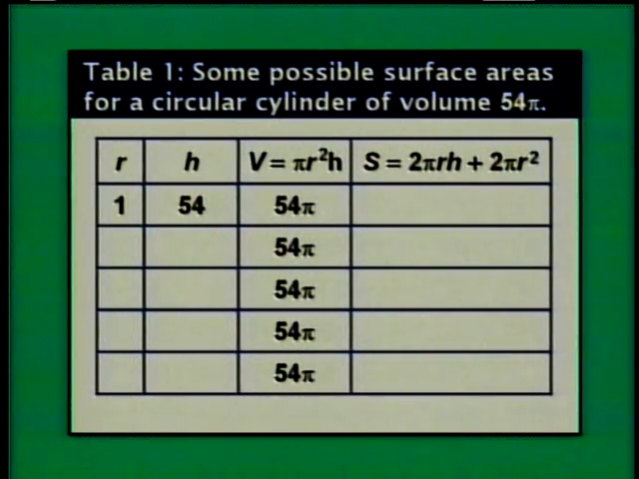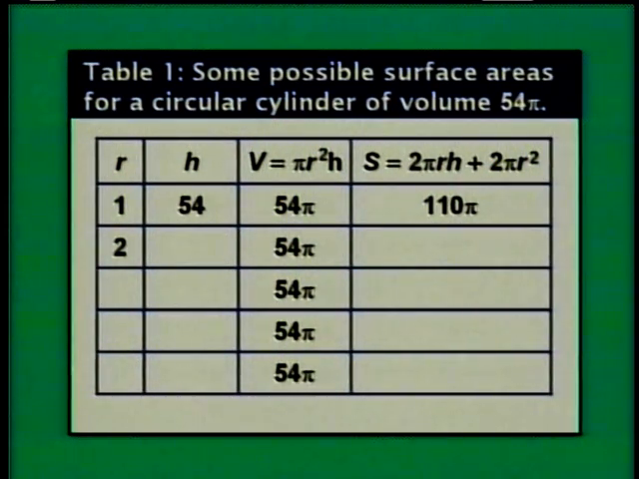Now if I take 2 pi times the radius times the height, that's going to be 2 pi times 1 times 54. That's 108 pi. To that I'm adding 2 pi times the radius squared, so 2 pi times 1 squared. 2 times 1 is 2, and the pi is there, so we have 2 pi. So 108 pi plus 2 pi is 110 pi.